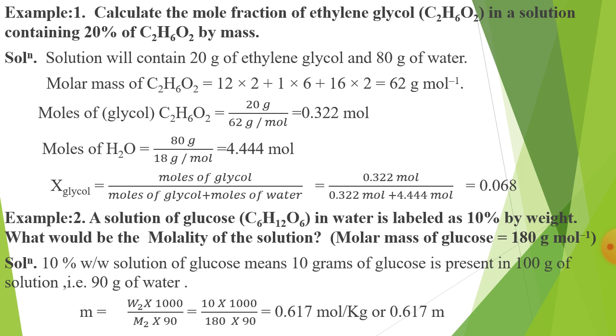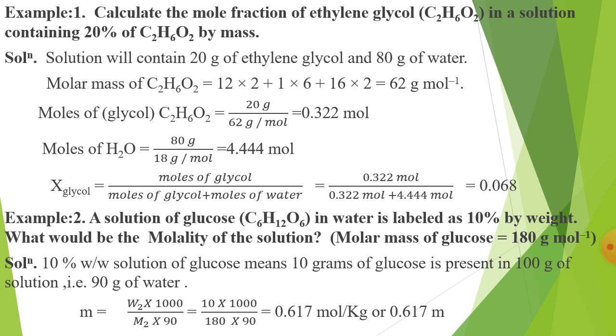Now you have to calculate the molar mass of C2H6O2. The mass of carbon 12 multiplied by 2, here 2 carbons are there, plus mass of H 1 multiplied by 6, plus 16, mass of oxygen, multiplied by 2. This will give 62 gram per mole as the molar mass. Now we have to find the moles of glycol. This is the given mass divided by molar mass. Here the given mass is 20 gram, as given in the form of percentage. Now divide by 62 gram per mole. So the answer is 0.322 mole.